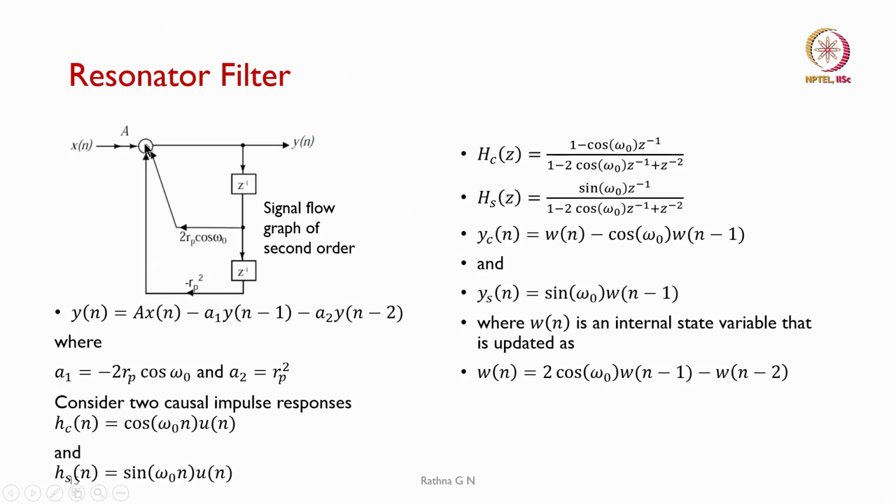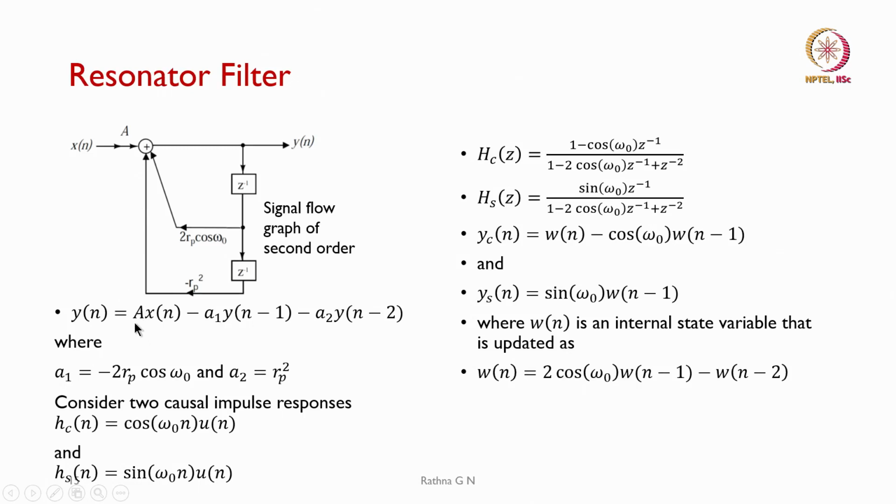So, which are fed into my adder, and y of n is the output. So, we say that this is the signal flow graph of our second order section. So, what will be y of n if I consider this as the filter? As the name says, it is a resonator filter; I will comment on it in a while.